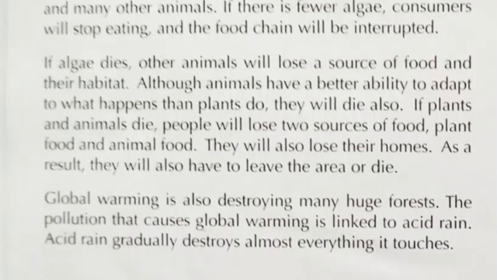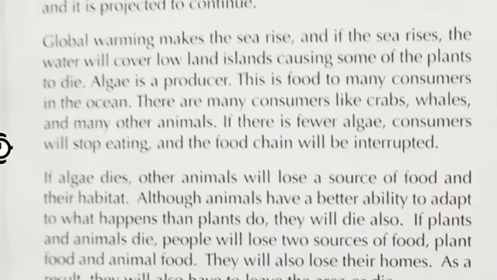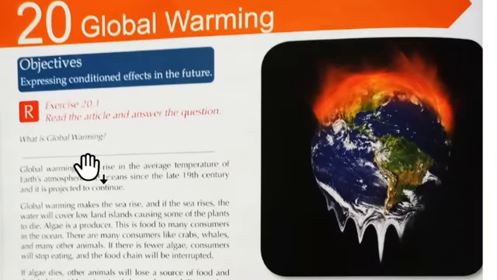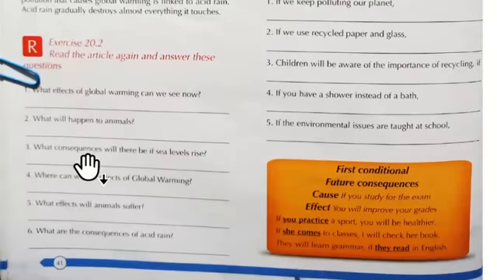Global warming is also destroying many huge forests. The pollution that causes global warming is linked to acid rain. Acid rain gradually destroys almost everything it touches. Okay, now we have the information. Now you have to complete the questions in exercise 20.2.